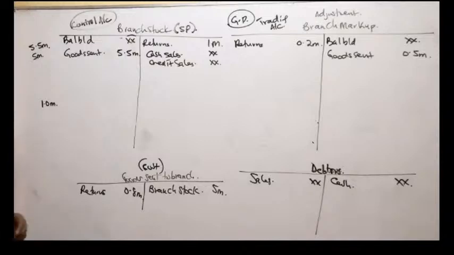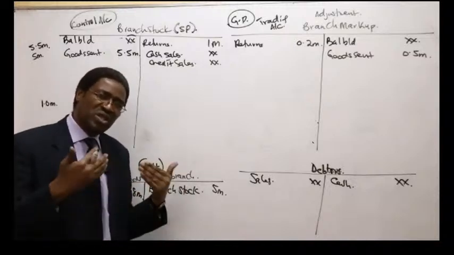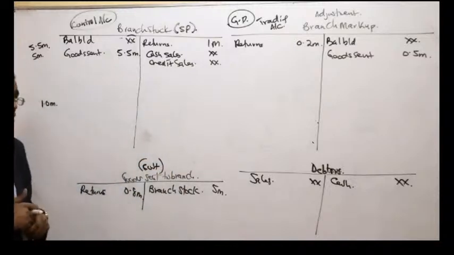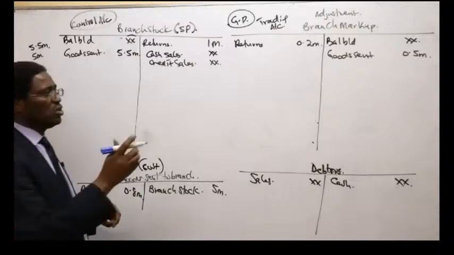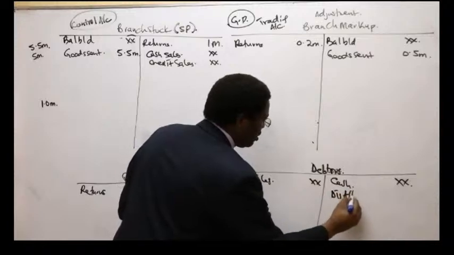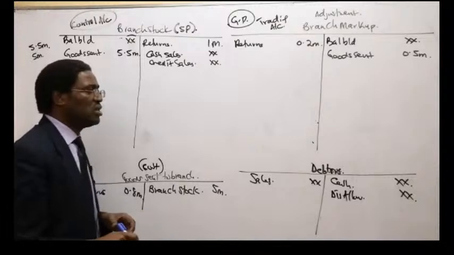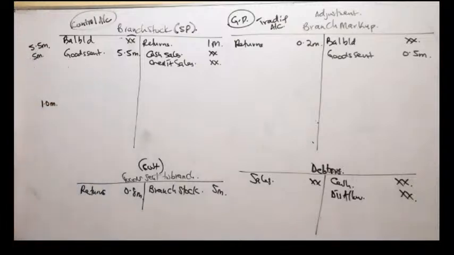Number five, assuming there is a discount that we allow to the debtors. With any discount allowed to debtors, just like any other debtor, you will debit discount allowed and you credit debtors. That's our entry number five. With any discount allowed to debtors, you debit discount allowed and you credit debtors.